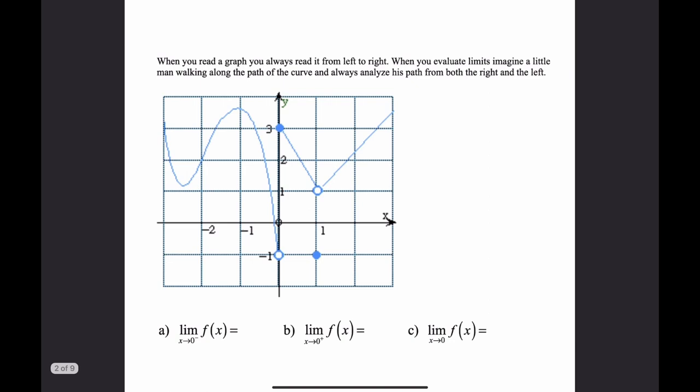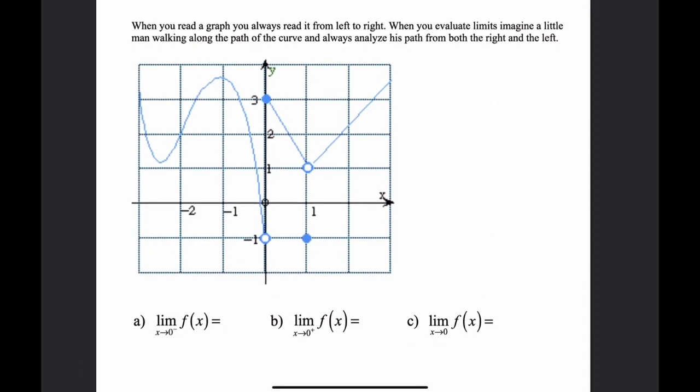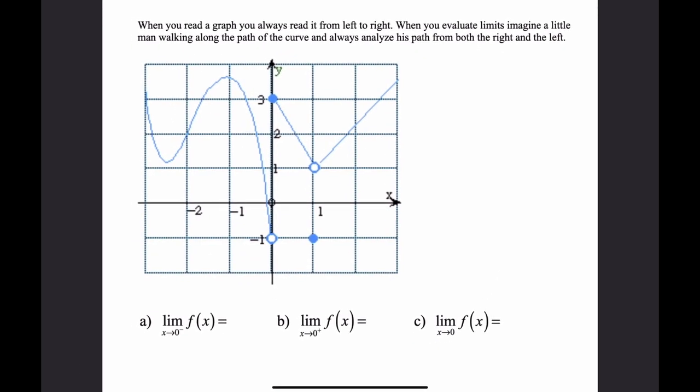So we're going to jump into some actual problems here so you all can see a little bit more about what I'm talking about. When you read a graph, you always read it from left to right. When you evaluate limits, imagine a little man walking along the path of the curve and always analyze his path from both the right and from the left. So we're going to start off here with A, and we're going to be observing what is the limit of f of x as x approaches 0.